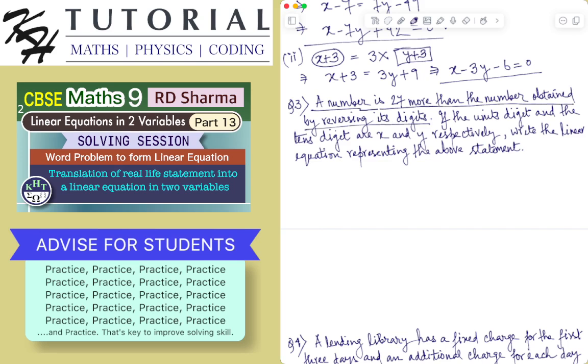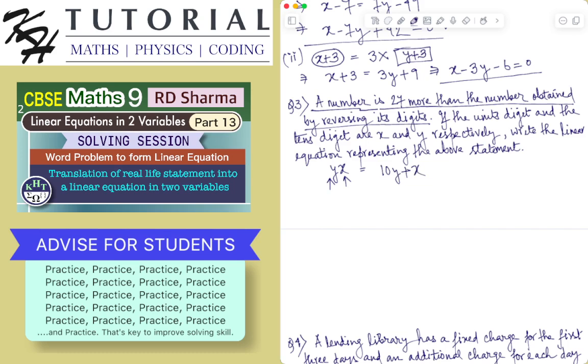So what are the variables? You have to be very clear about what quantity or value the variables are representing. So x is the units digit and y is the tens digit. So the number is of the form yx. This is the units digit and this is the tens digit. So clearly the number in the expanded form will be 10y plus x, where x is the units digit and y is the tens digit.